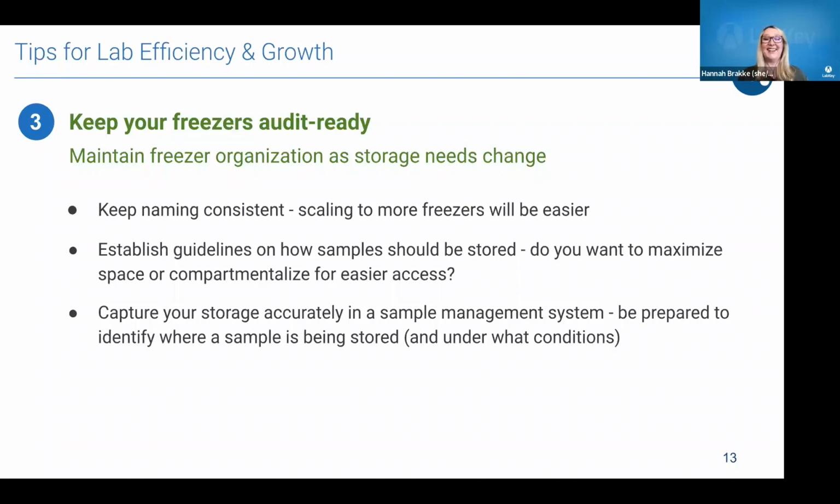So there's this ever-long debate of, do you want to maximize space to the fullest? So anytime there's an open spot in a box, samples are going into that. Or are you wanting to compartmentalize? So maybe there's DNA on a certain shelf and RNA on a different shelf because you're accessing them for different assays later on. Or do you do it by participant? So if somebody revokes consent, it's a lot easier to grab those samples.